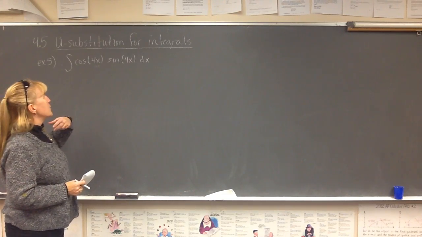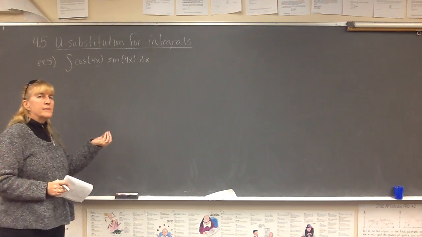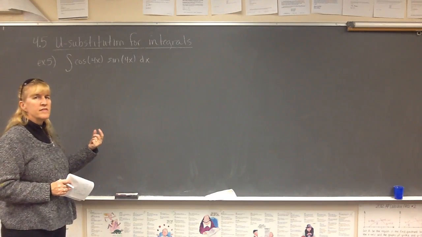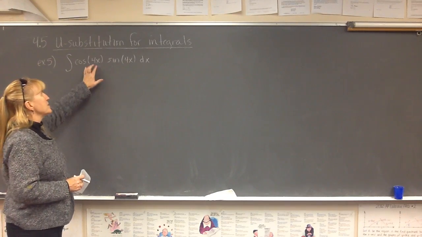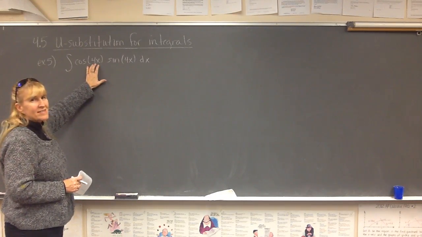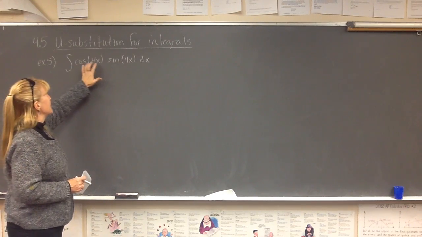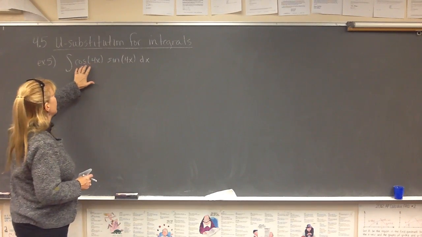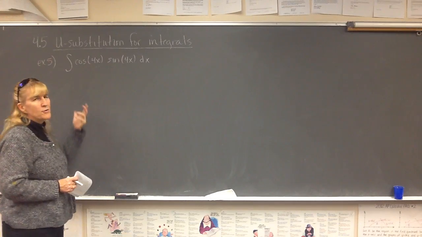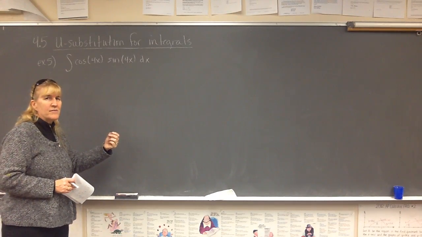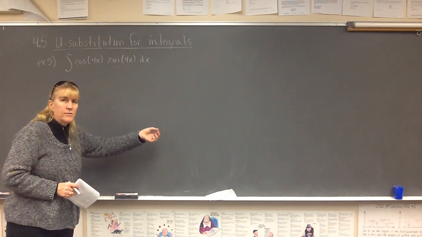And I know you're probably thinking, oh, well, in the last couple of examples, you put what was in parentheses as your u. Well, this time what's in parentheses is 4x here. And if I do that, there's no way I'm going to get rid of my sine and cosine at the same time. I don't know what function has a derivative of cosine u sine u.